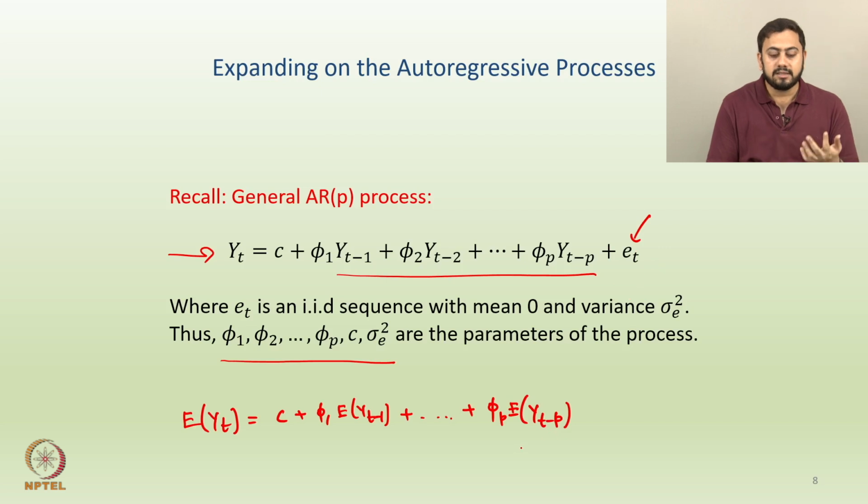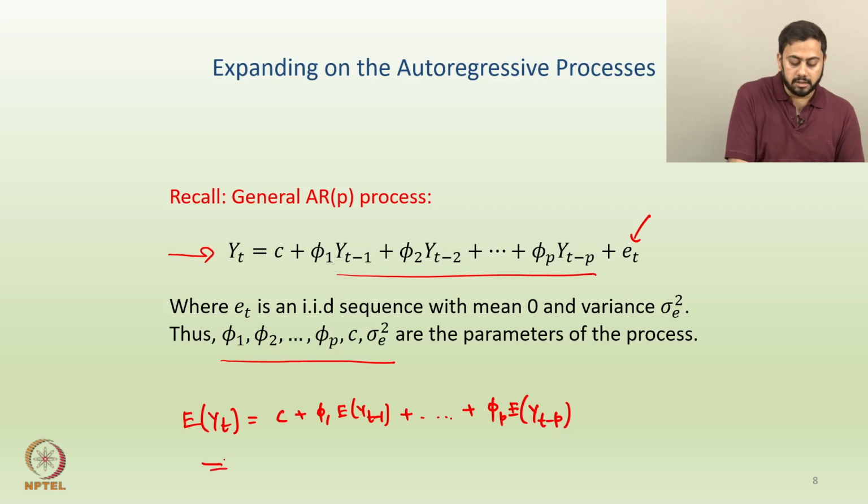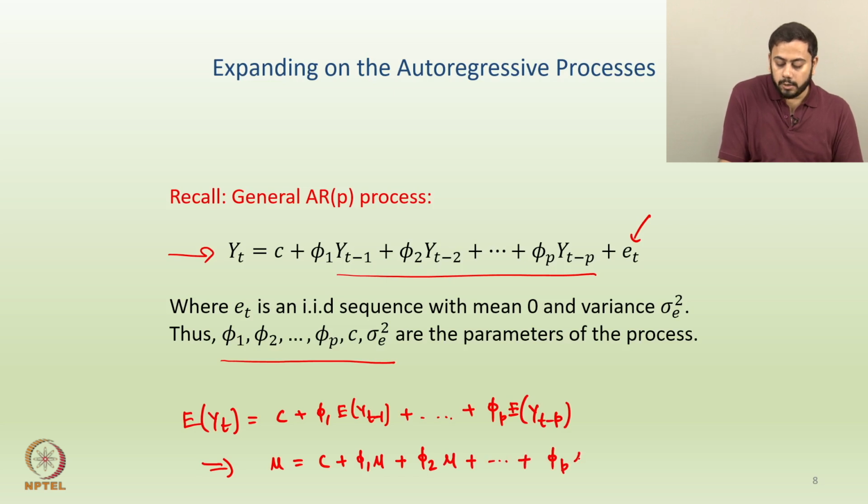Now, as per our assumption that all the means are constant, what do you have? This is nothing but mu equals c plus phi 1 into mu plus phi 2 into mu up to phi p into mu. I am replacing all the expectations by mu because we are assuming that the mean is constant. Now, can't you solve this equation for mu and get a formula?